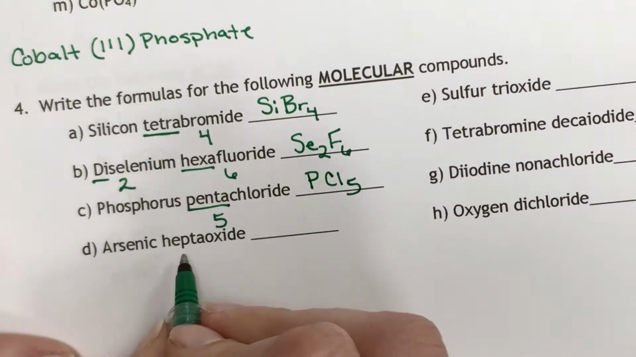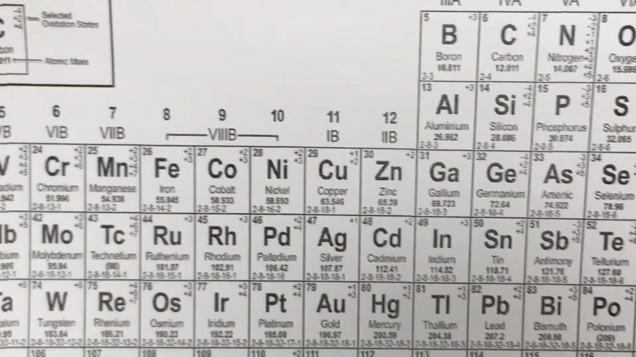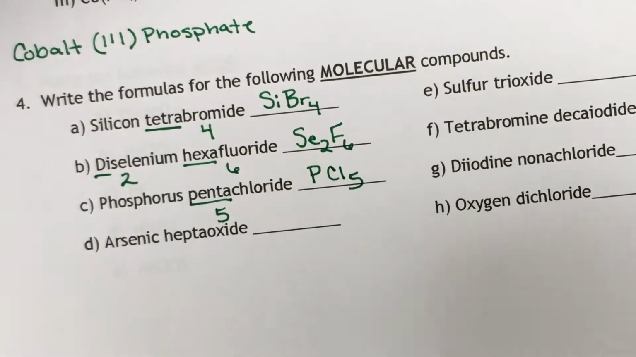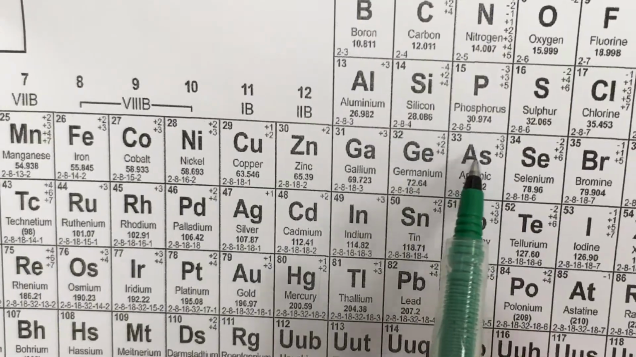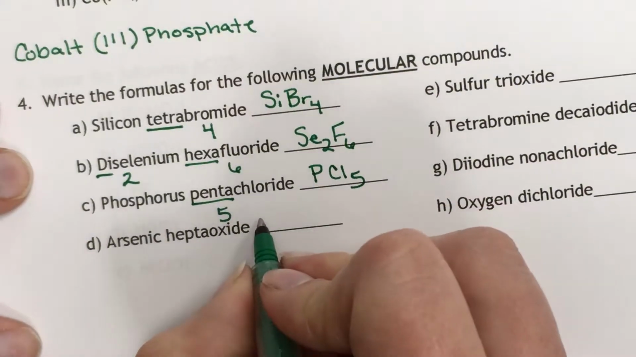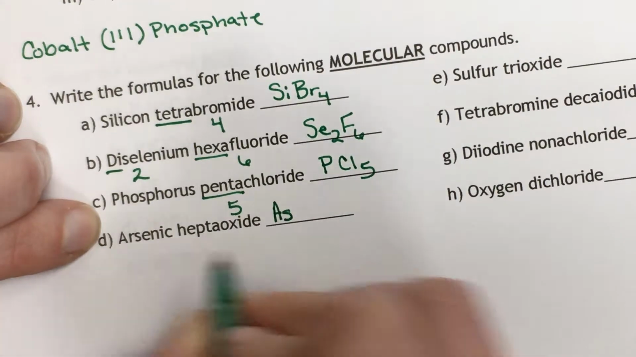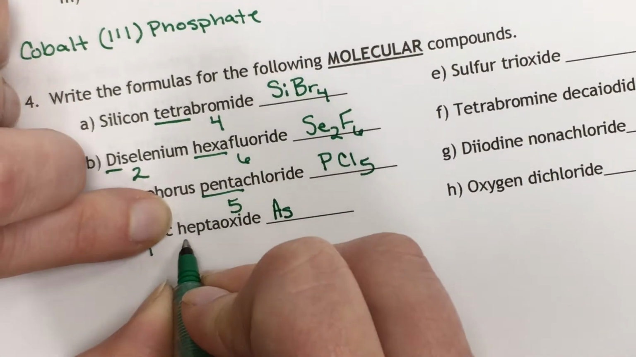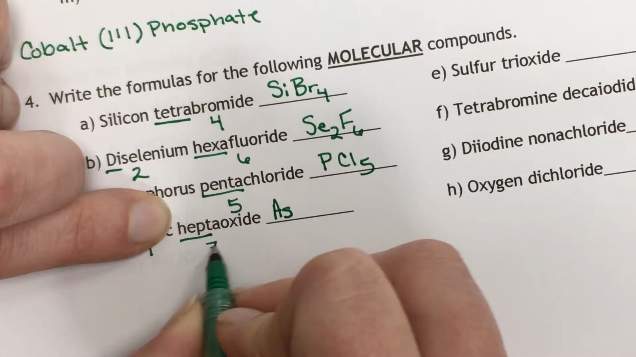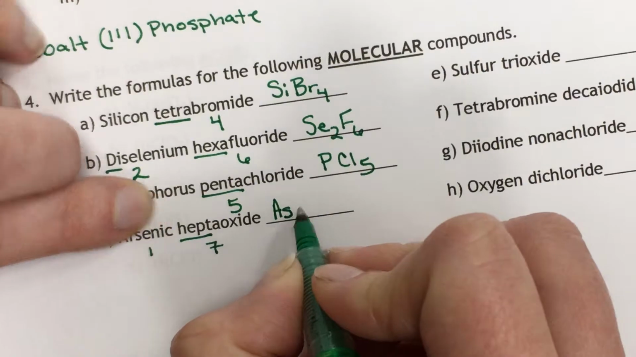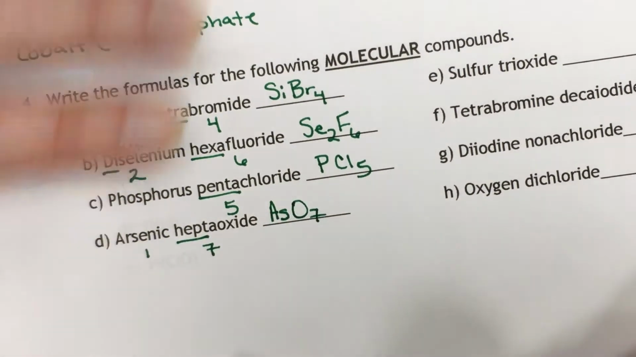So we have arsenic heptaoxide. Arsenic is on the periodic table. These are all going to be on the periodic table. Arsenic is here, so its symbol is As. It doesn't say monoarsenic, but we know there's only one because there are no other prefixes. Hepta is the prefix for 7, and oxide is just oxygen. So we know there's 1 arsenic and 7 oxygens.